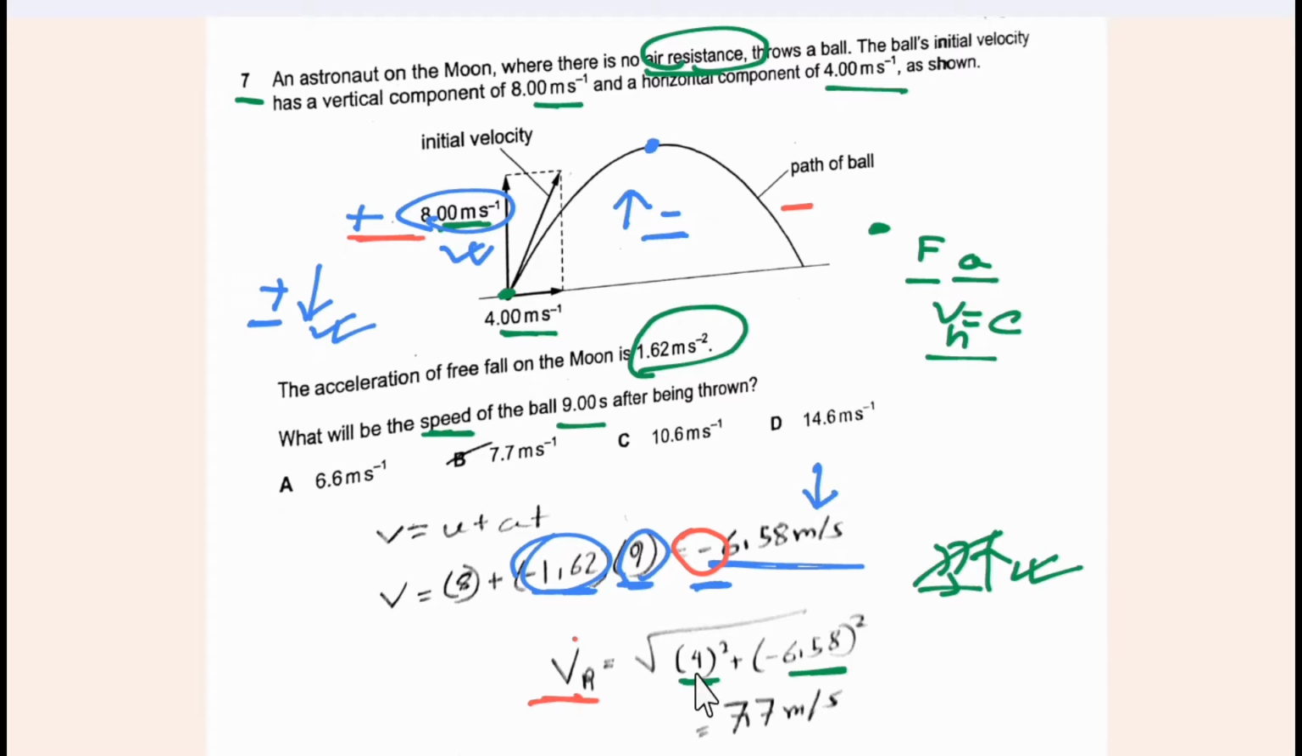So what is the resultant velocity? Resultant velocity is the hypotenuse. So hypotenuse square is equal to adjacent square plus opposite square. So hypotenuse becomes root over 4 square plus the vertical component of velocity square. So we get 7.7 meter per second, that is B.